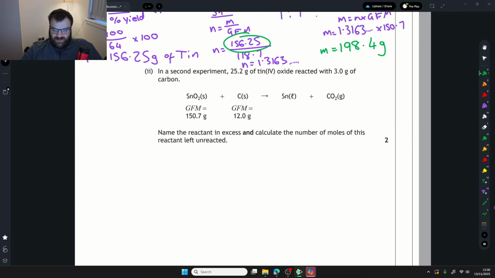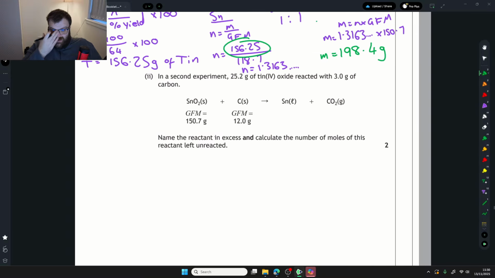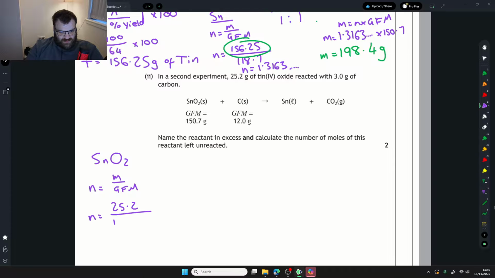Next up, we are asked to name the reactant in excess, calculate the moles of this, and calculate the number of moles of this left unreacted. First thing to do is to turn both of these into number of moles. So we have tin oxide, n equals m over GFM, n equals 25.2 over 150.7. So that gives us 0.1672.